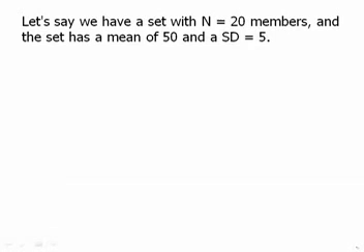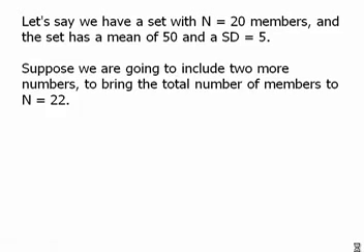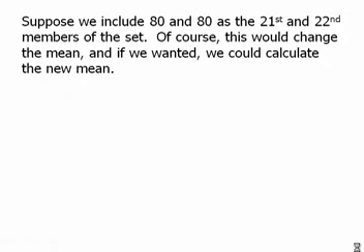Let's say we have a set with 20 members, and the set has a mean of 50 and a standard deviation of 5. So what we have here are known as summary statistics. We know the overall mean and the overall standard deviation. We don't have the list of individual data. Suppose we're going to include 2 more numbers to bring the total number of members to 22. Suppose we include 80 and 80 as the 21st and 22nd members of the list.